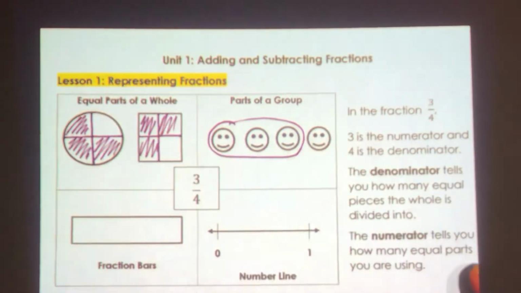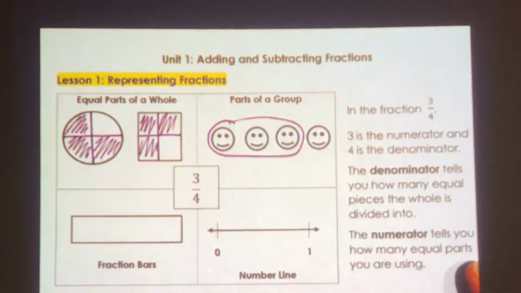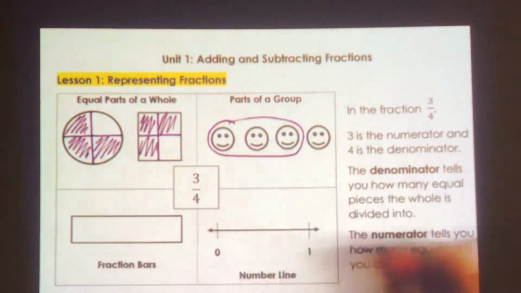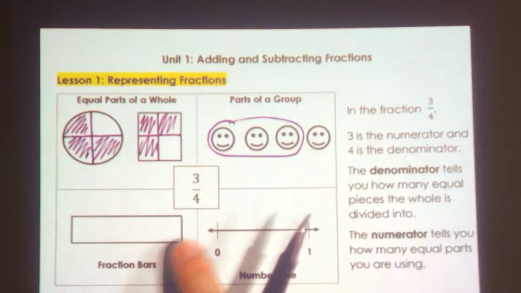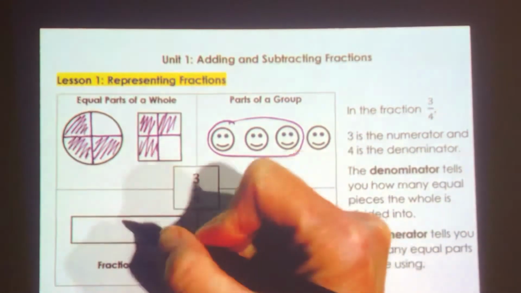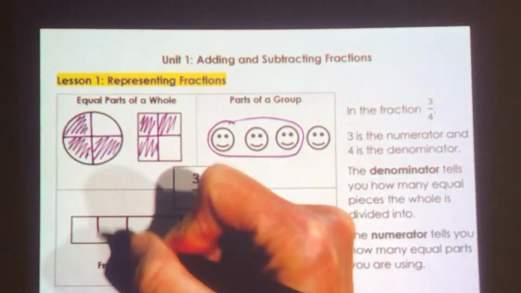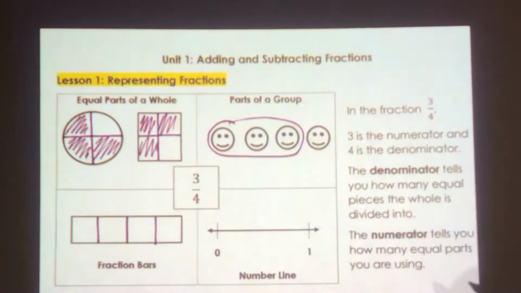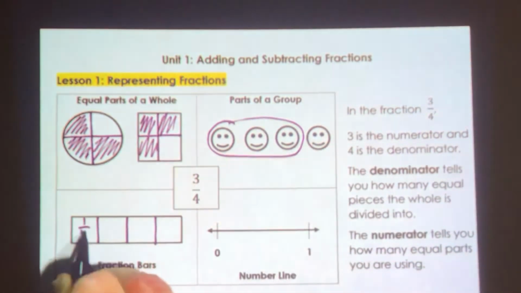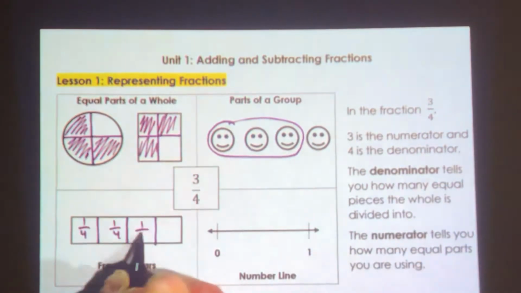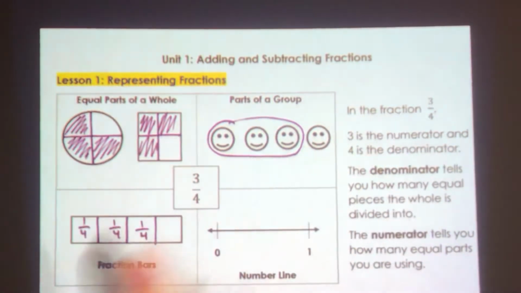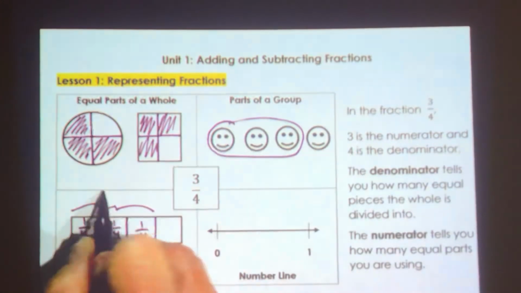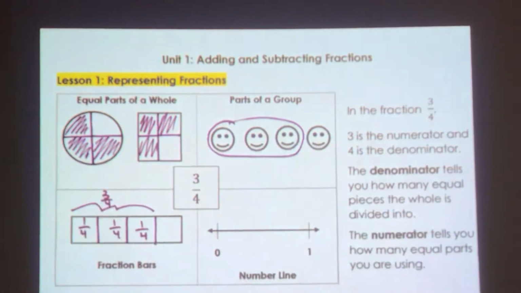Fraction bars are very similar to parts of a whole, but it's just one rectangular bar that's shown. To show 3/4 on a fraction bar, I would cut the bar up into 4 pieces, because remember that denominator tells me how many pieces there are in the whole. And then 3/4 would mean I'd have 1/4, another 4th, and another 4th. So those all together equal 3/4.